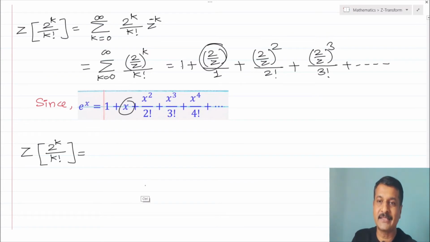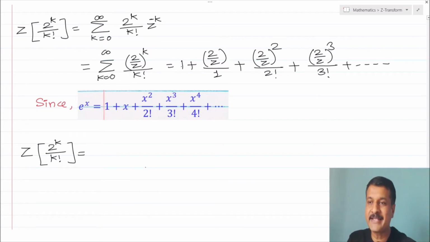So what is the x here? It is 2 by z. So I am getting e raised to x, which means e raised to 2 by z. So this is your Z transform, the required Z transform.